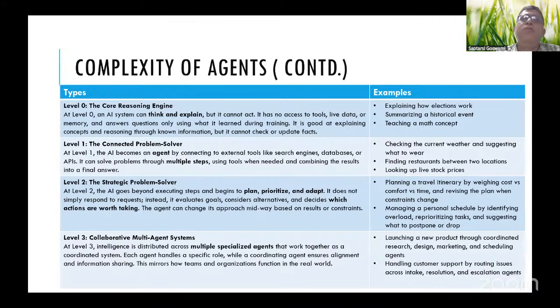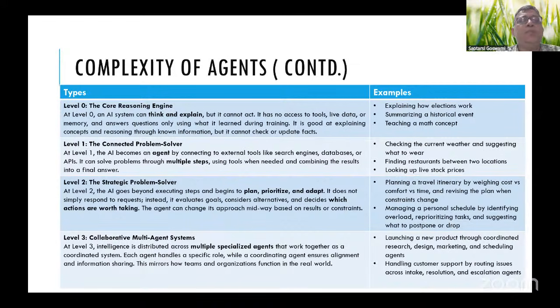Okay. So here I have just detailed this out a little bit. These slides will be with Professor Datta, and she can distribute them. I don't want to take a lot of time explaining this. So level 0, I'll just tell the example. Level 0 is the core reasoning engine, right? So actually, it is just using the LLMs: explaining how elections work, summarizing a historical event, or teaching me a mathematical concept, okay? These types of things you take care of in the core reasoning engine, right? One of the issues is that it cannot check or update facts, okay?